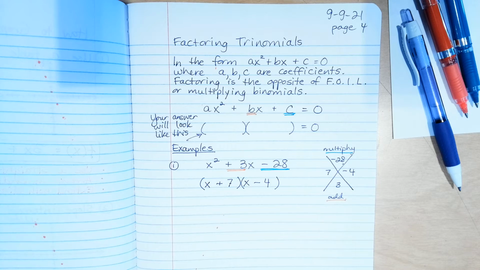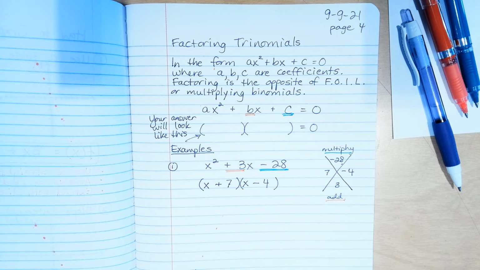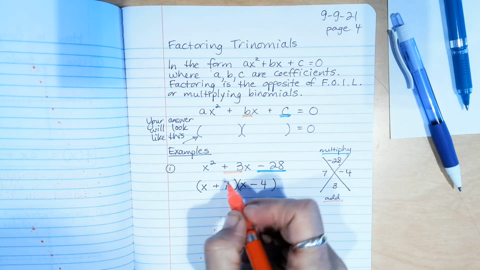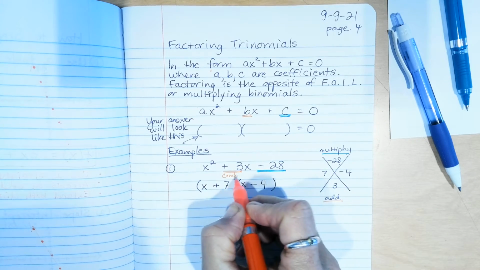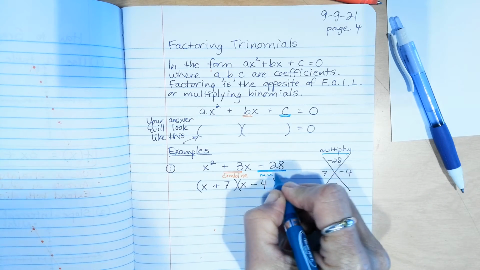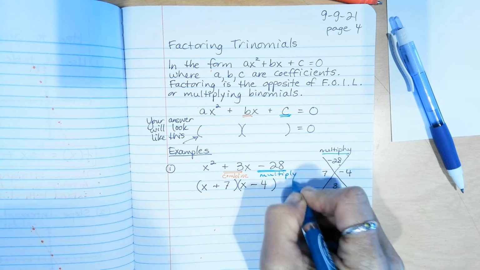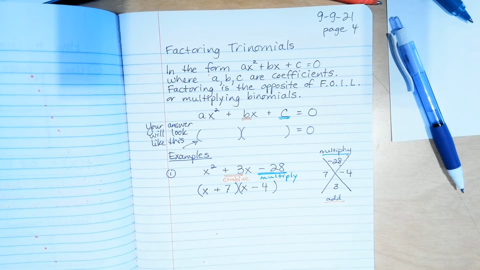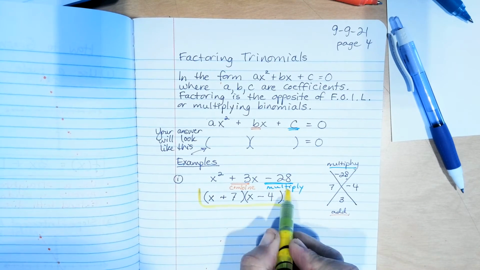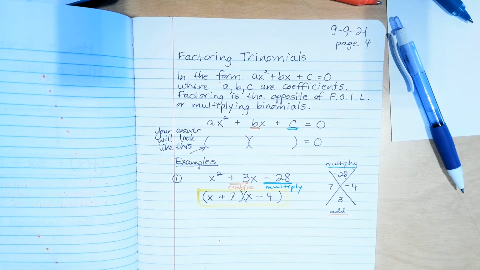Ta-da! Like, that's it. I may even add this. So you're going to combine to get the middle term, and you're going to multiply to get the end term. Here we go. So you're going from this first line to this second line. Ta-da!